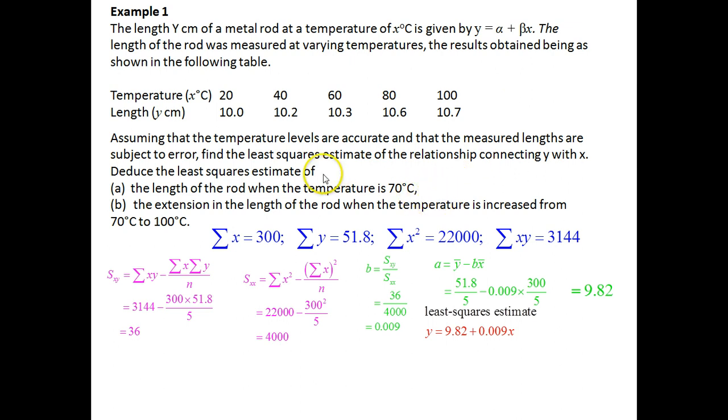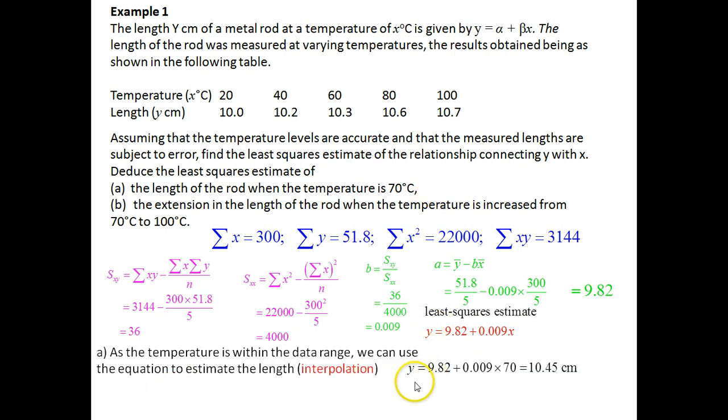The length of the rod: determine the least squares estimate of the length of the rod when the temperature is 70. So putting it into our formula, it's called interpolation because 70 is within the range of data.